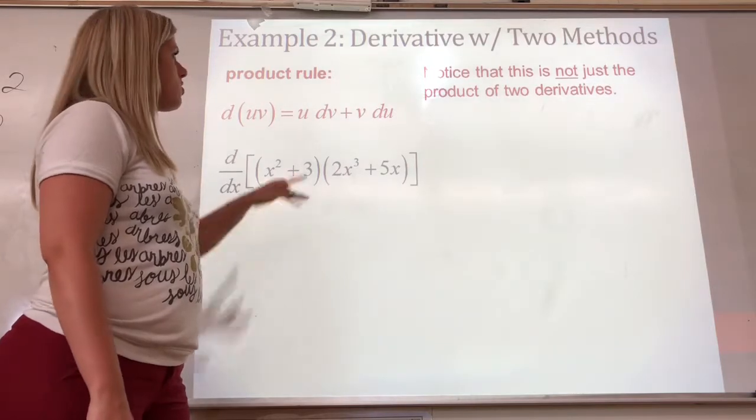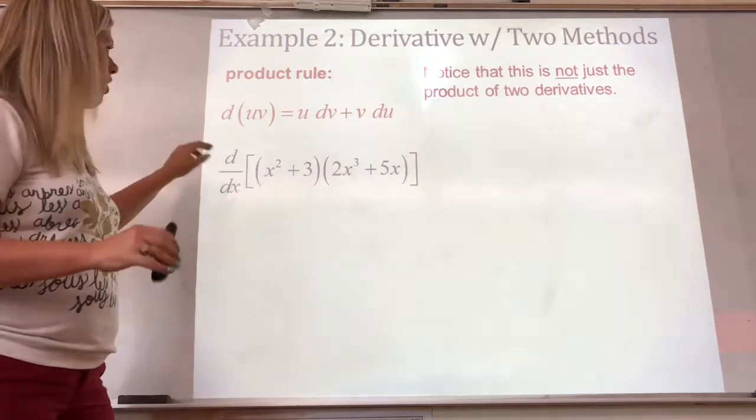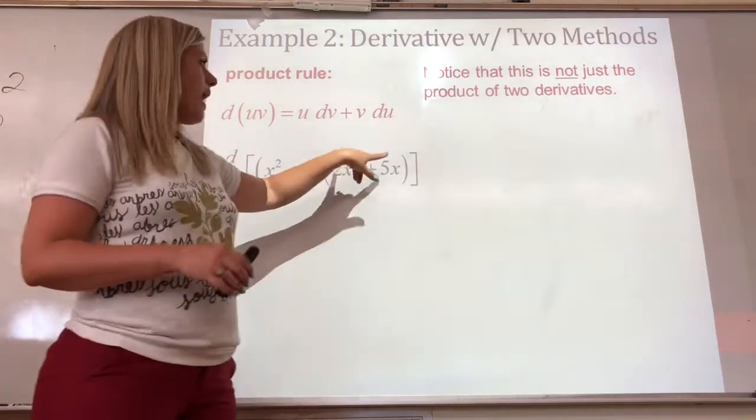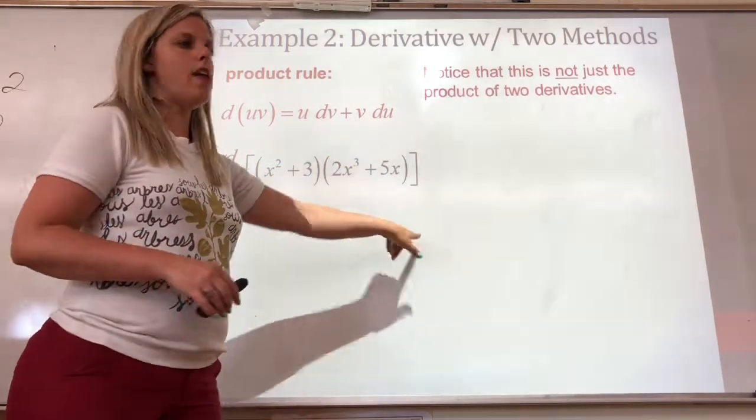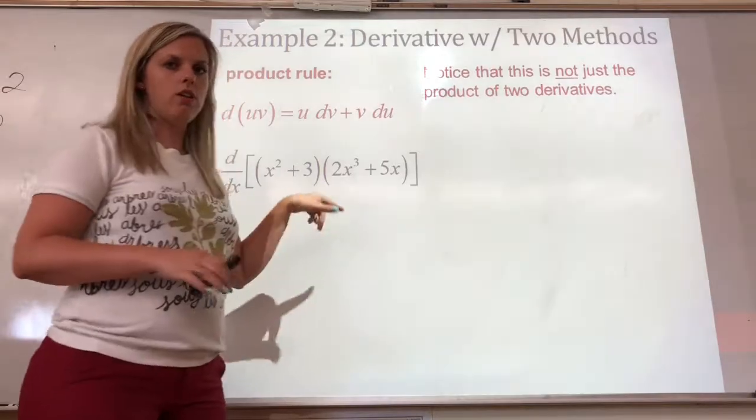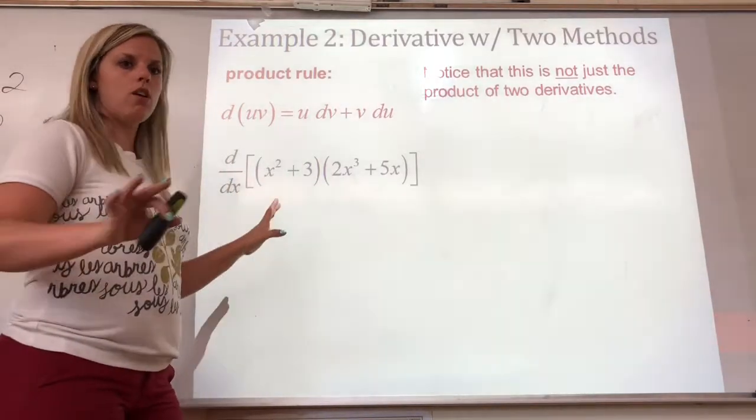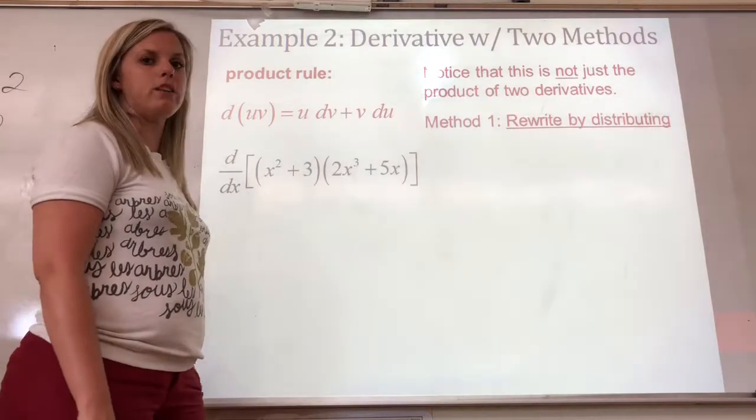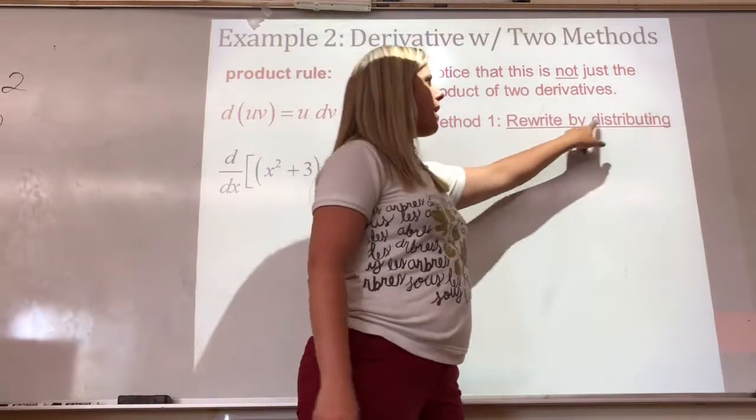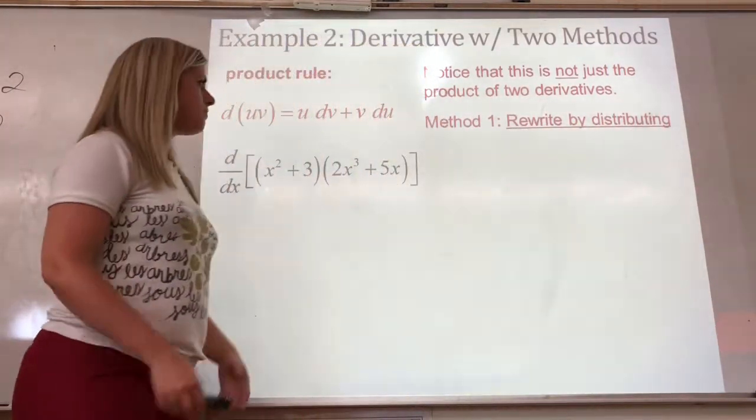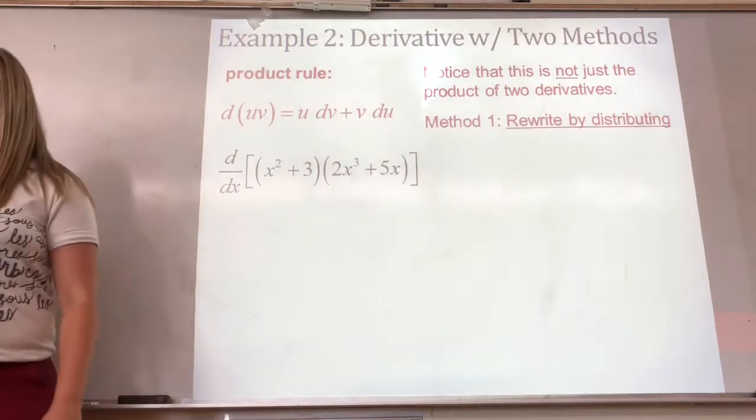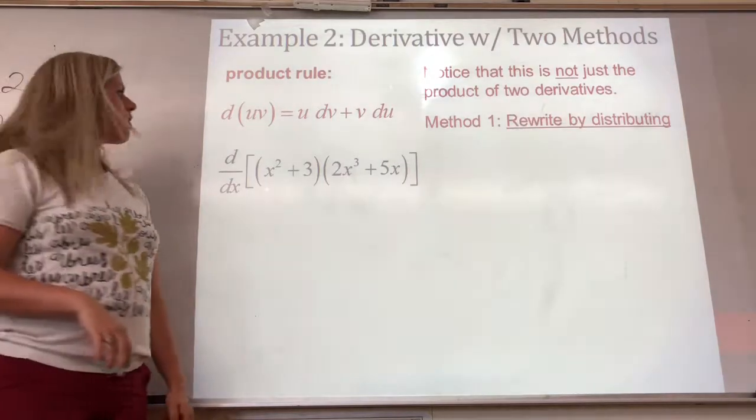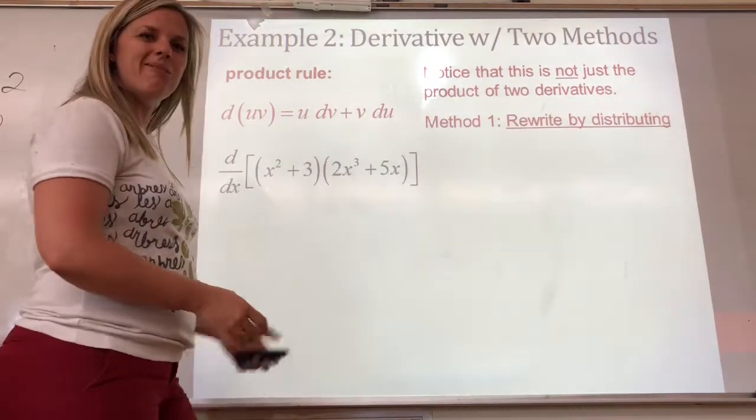So I just want to again point out that you cannot just take the derivative of the first factor and then the derivative of the second factor and just multiply those together. That does not work, okay? It does not work. So my first method is going to be rewrite by distributing. It's my first method. All right, so go ahead, distribute that out.